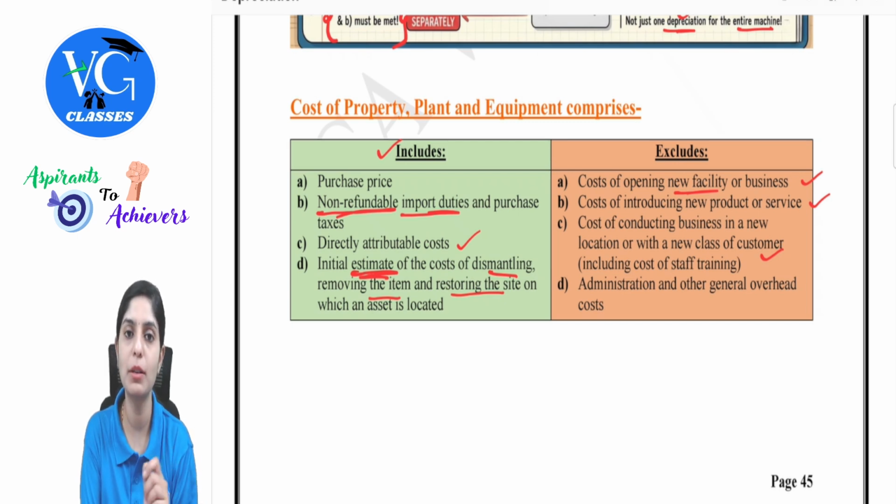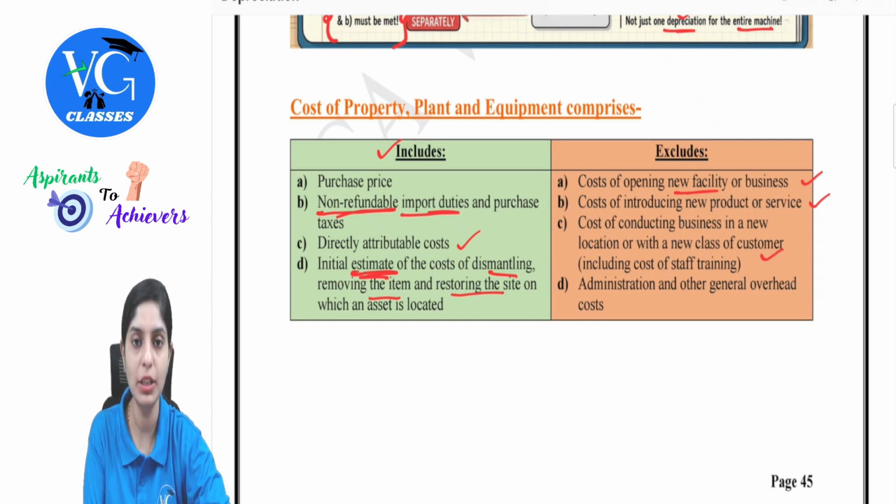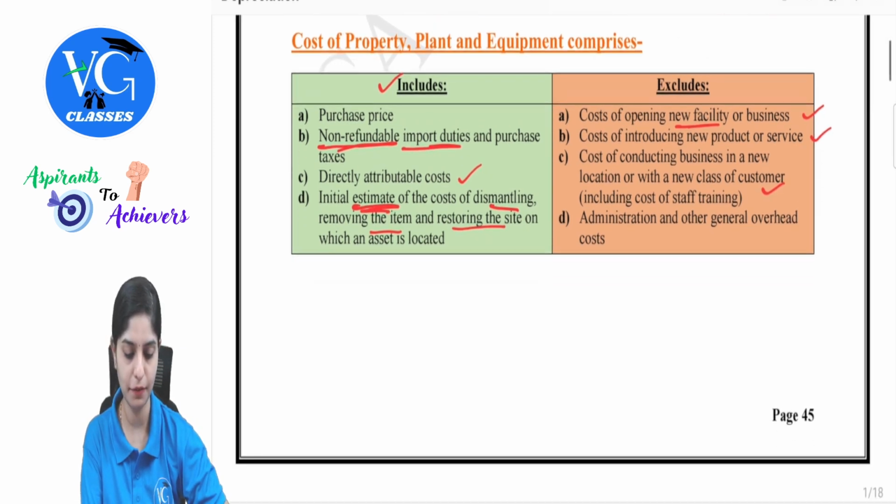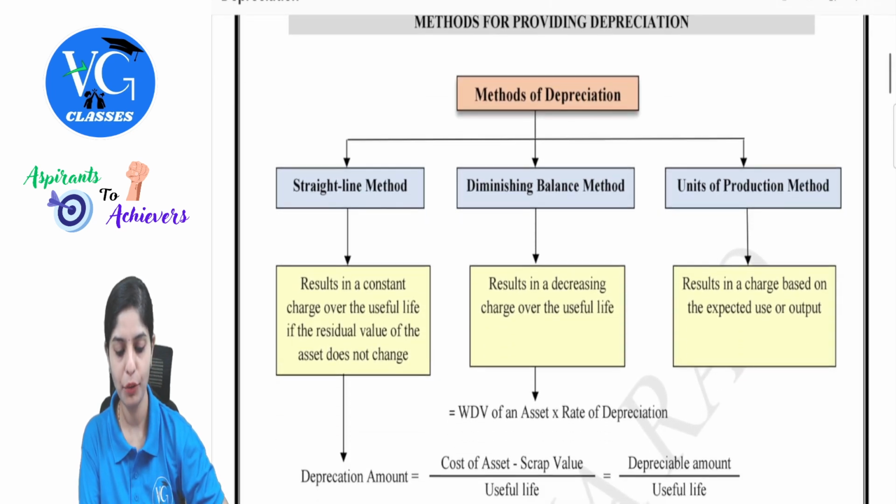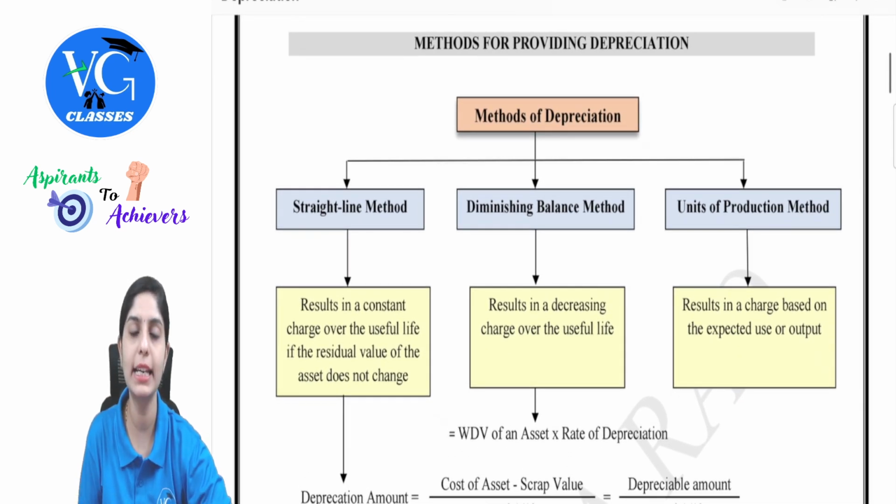Now, why does this point become important? Because when we try calculating depreciation, this particular addition or exclusion will also impact your ultimate answer. So I hope this was comfortable to understand. Moving on to next, methods for providing depreciation.